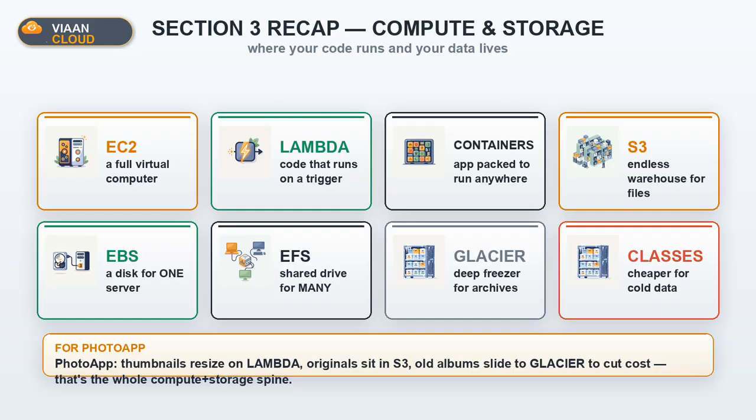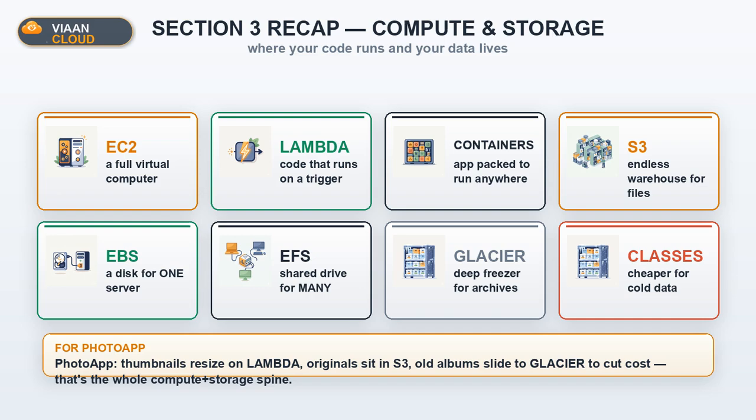And the compute and storage recap. EC2 is a full virtual computer, Lambda runs code on a trigger, and containers pack your app to run anywhere. For storage, S3 is an endless warehouse, EBS is a disk for one server, EFS is a shared drive, and Glacier is a deep freezer for old archives.